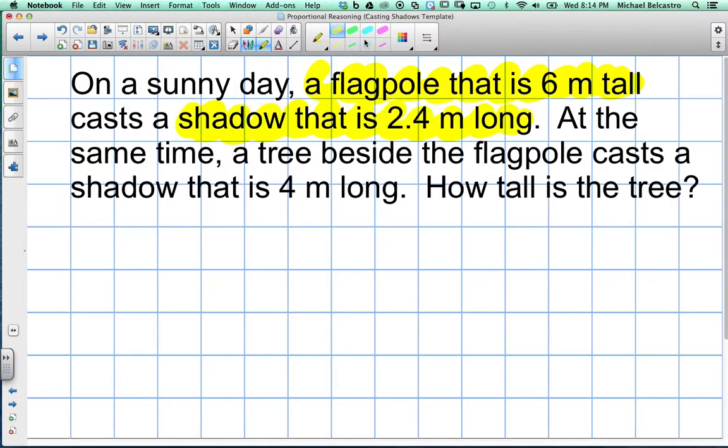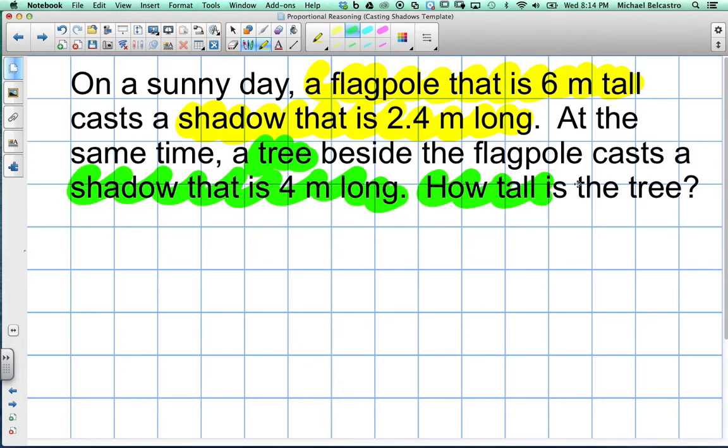At the same time, a tree beside a flagpole casts a shadow that is 4 meters long. Okay, so the tree has a shadow that's 4 meters long. How tall is this tree? Okay, and I highlighted the tree in green just to help us organize.